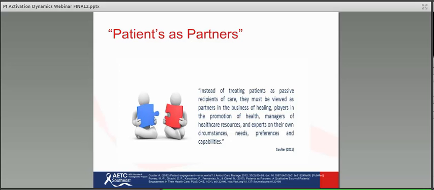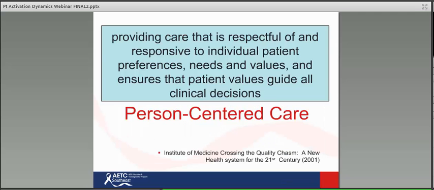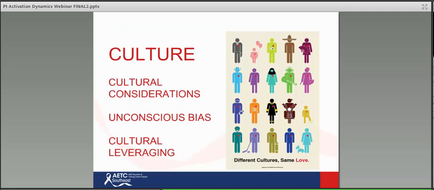Again, thinking of patients as partners instead of treating them as passive recipients of care, sort of filling them up like you would fill a pail of water. We're trying to broker a relationship, a partnering relationship, and build their ability to engage in care. Person-centered care is what we're talking about: providing care that's respectful of and responsive to individual patient preferences, needs, and values, and ensures the patient values guide all clinical decisions. This is from the Institute of Medicine.